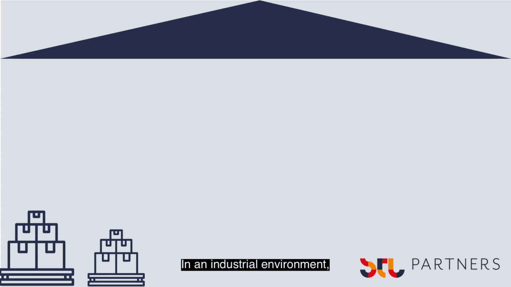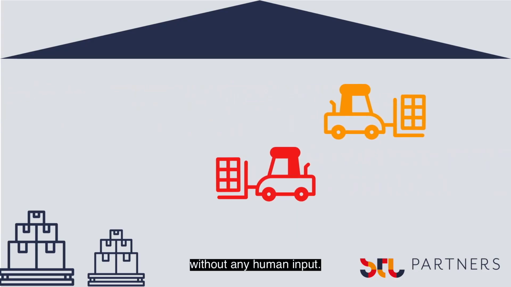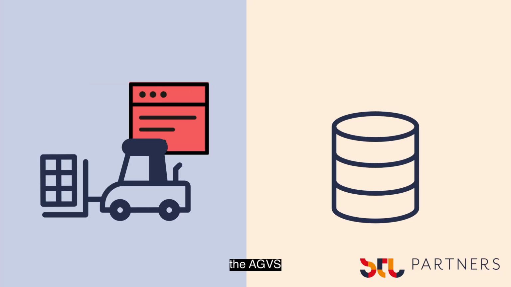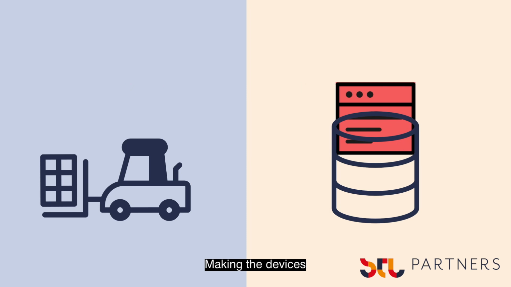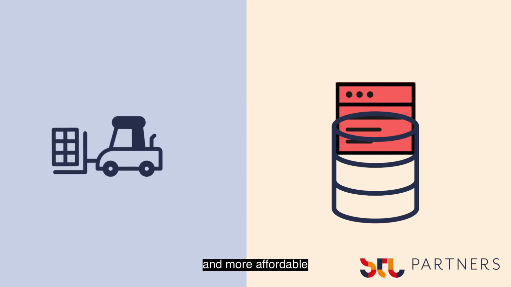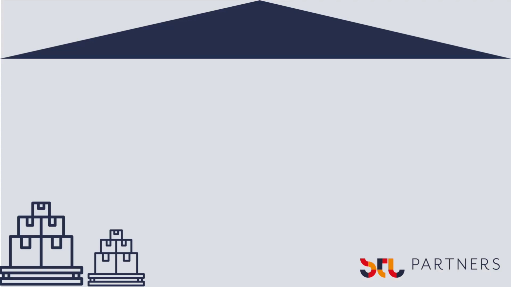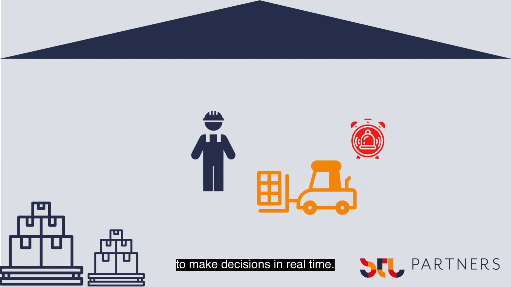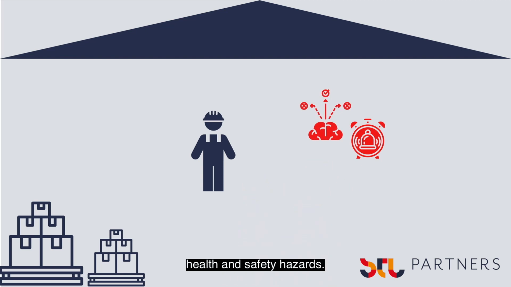In an industrial environment, AGVs carry loads without any human input. Edge computing helps unload the compute from the AGVs to the servers, making the device much lighter and more affordable for enterprises. For AGVs to be automated, they need to be able to make decisions in real time. If, for example, they collide with humans, there can be serious health and safety hazards.